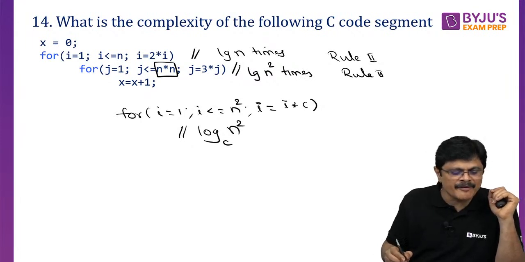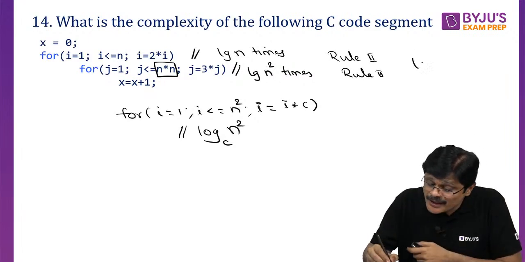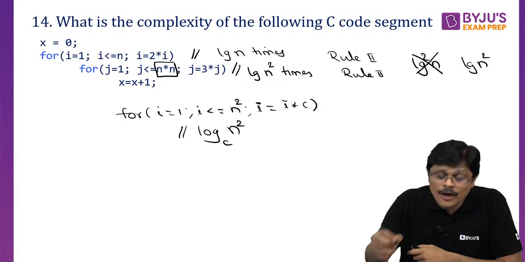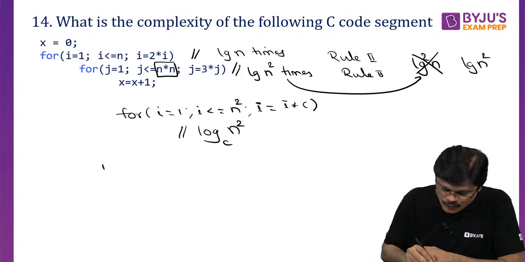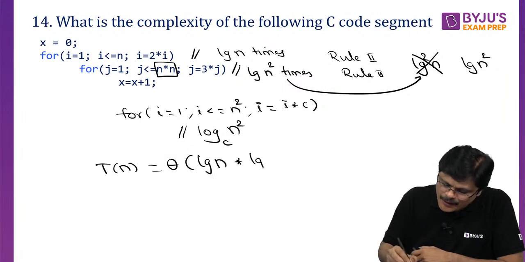Perfect, perfect AB, perfect. See, I told you, there is a difference between log square n and log n square. It is not log square n, it is log n square. So what is the answer for this? Theta: outer loop log n, inner loop log n square.